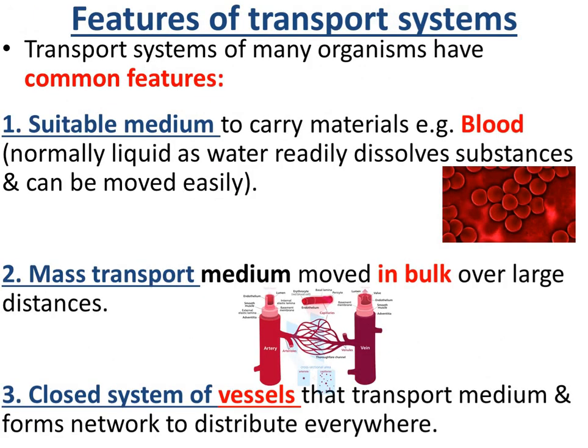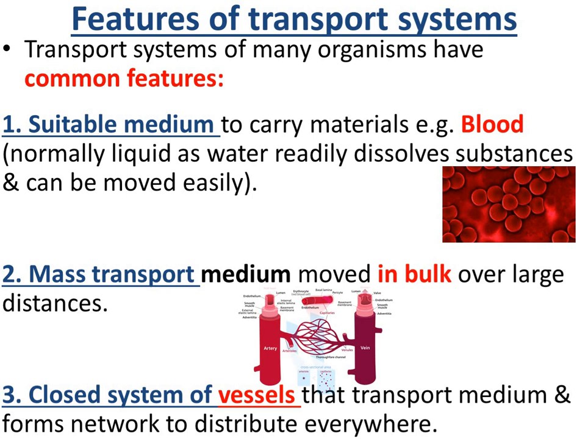So, features of transport systems. Many organisms have these common features. There are 6 of them. The first one is it needs a suitable medium. In our case, it's blood, but you need a suitable medium to carry the material. It's normally a liquid substance because water dissolves substances more easily. So our suitable medium is blood. The mass transport medium needs to be moved in bulk over a large distance. That's where you get the mass transport from, because it's done in bulk over large distances.